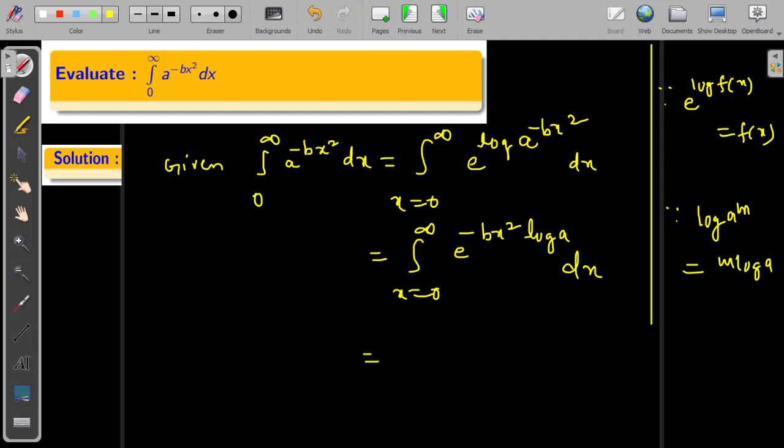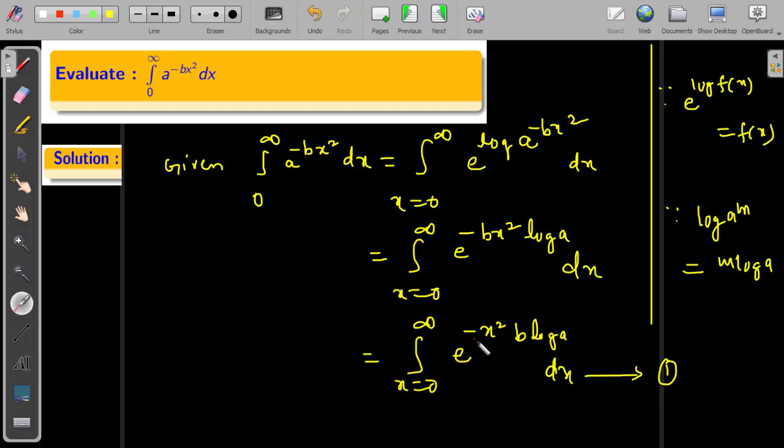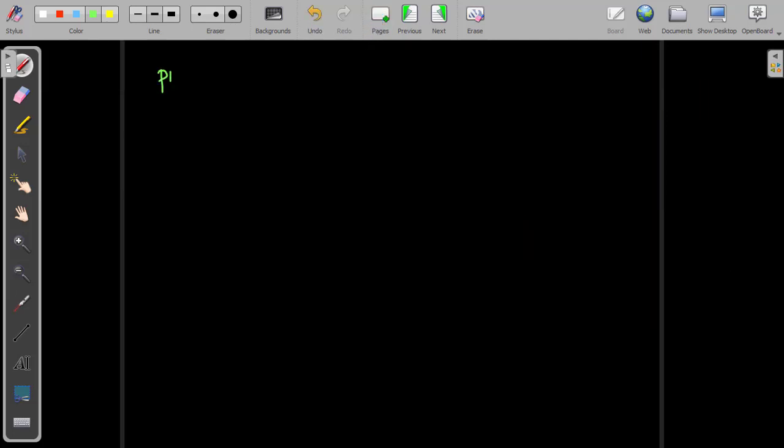After that, I will be rearranging 0 to infinity e power minus x square times, so the constants make one group, b log a, times dx. Let us mark this as equation number 1. From here we have to go for substitution. The suitable substitution, ignoring the minus sign, is x square b times log a, because we need the minus sign. The next step, I'll take a new page. So put x square times b log a equal to some variable y. Let us say this is equation number 2.